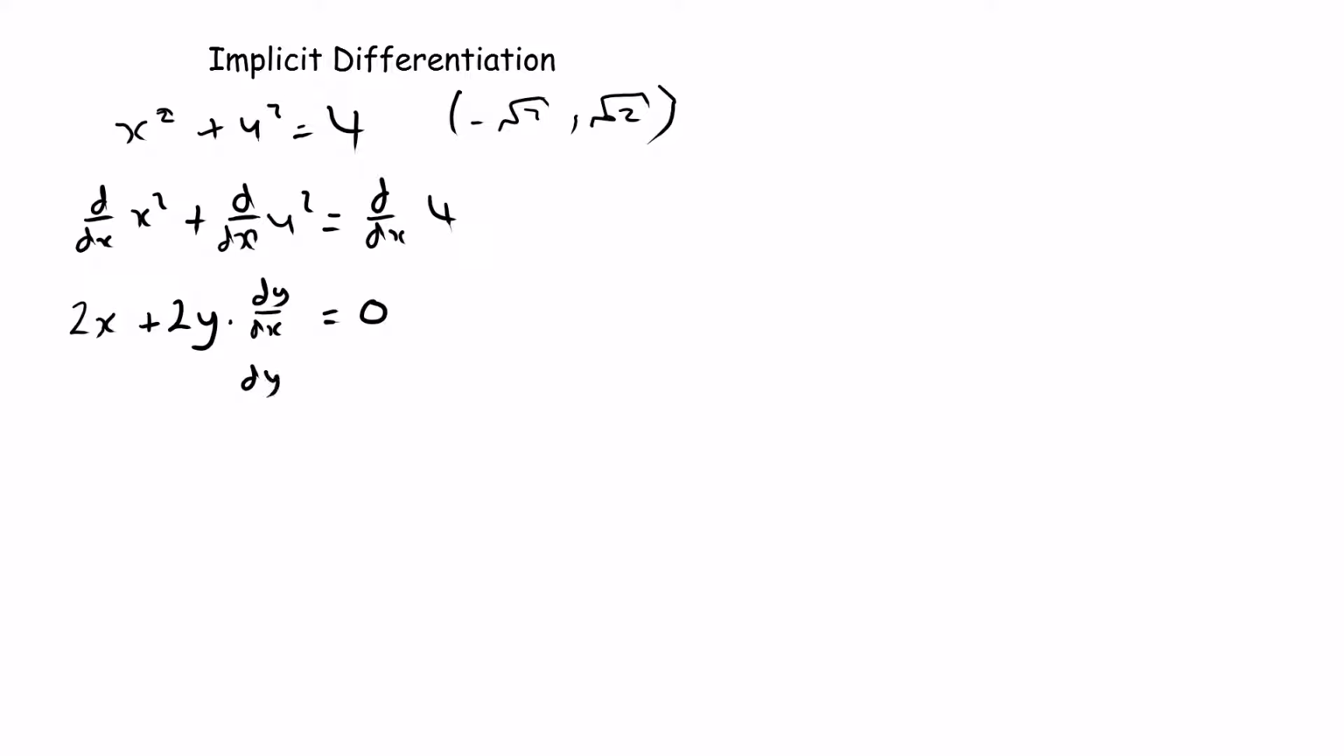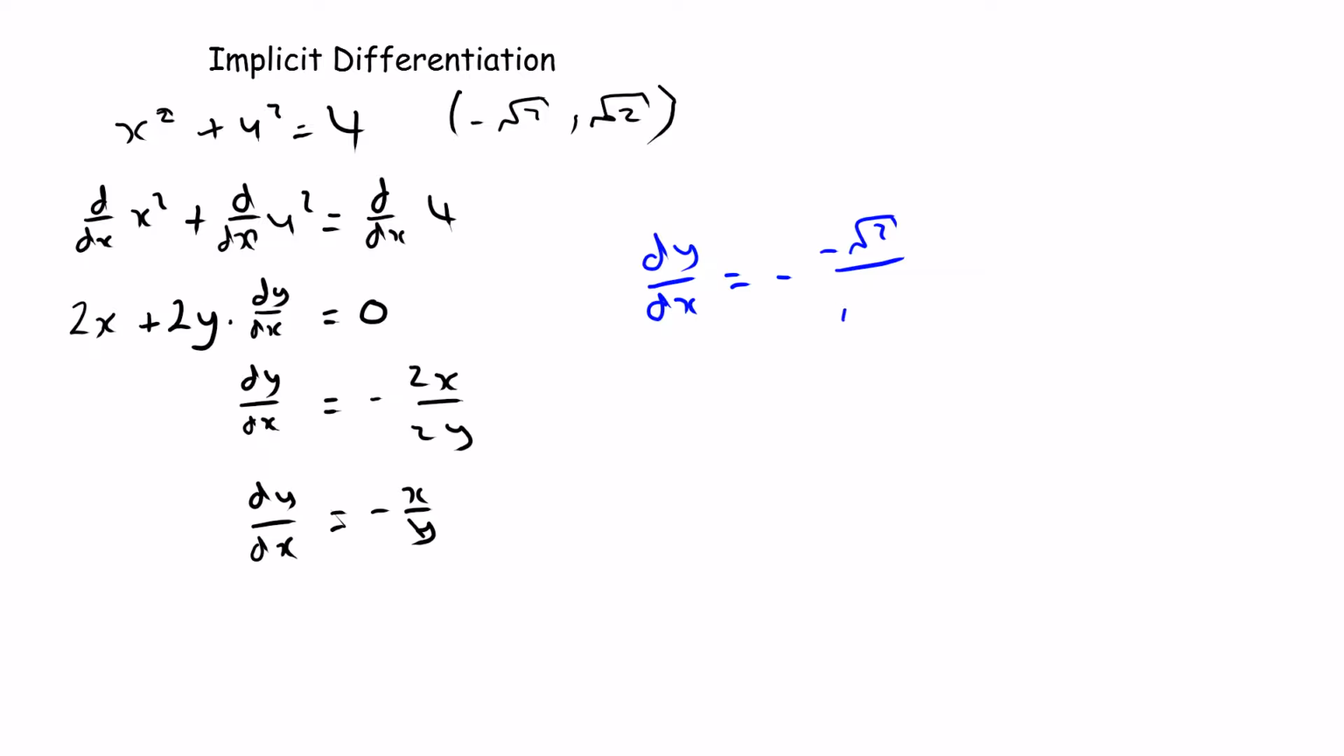Then we can just rearrange to make dy by dx the subject, and that comes to negative 2x over 2y, and that is negative x over y as our gradient. Now what we're going to do is put in the initial values to find the slope at that point, which is negative root 2, root 2. So dy by dx is equal to negative of negative root 2 over root 2. The negatives cancel as do the root 2s, so that just gives us 1.